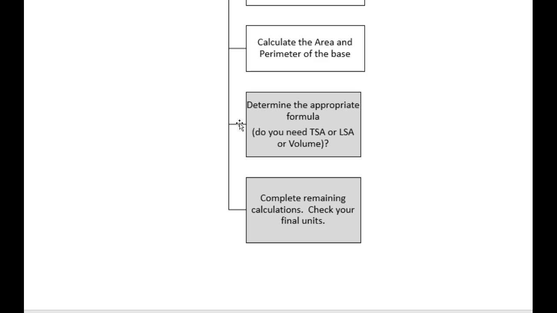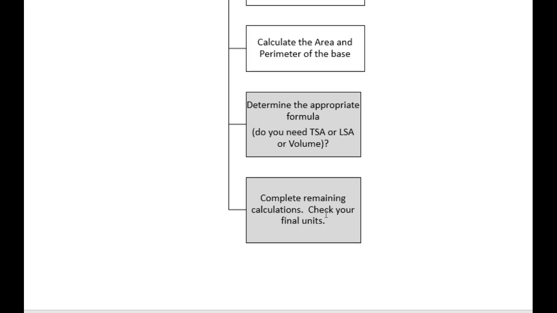And then you want to determine your appropriate formula. So do you need total surface area, lateral surface area, do you need volume, etc., etc. Once you know that, you can plug into your formula and do your final calculations. A recommendation on a calculation sense is to make sure that you are keeping as many decimal places as possible, knowing that you are going to move those measurements into different formulas, and make sure that you check your final units.